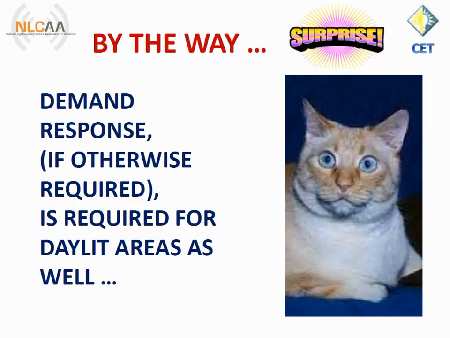By the way, surprise! Despite the fact that demand response events are most likely to occur in the middle of the afternoon in July and August, when automatic daylighting systems are likely to have their controlled lighting reduced to minimum level, this demand response requirement applies to those daylit areas as well.